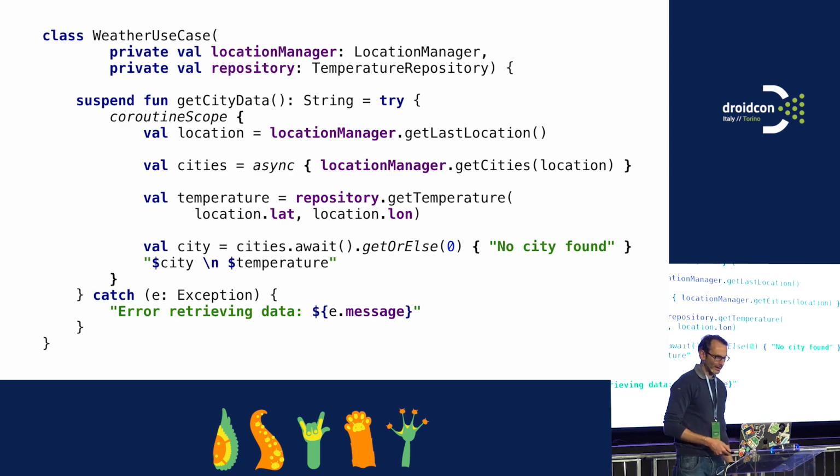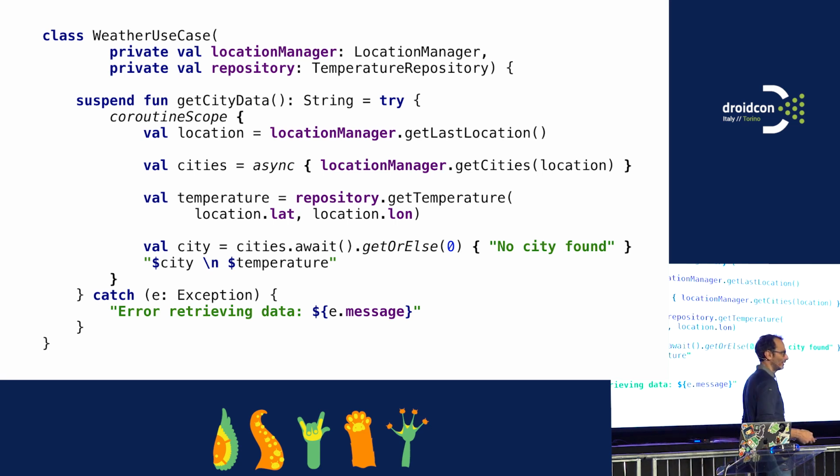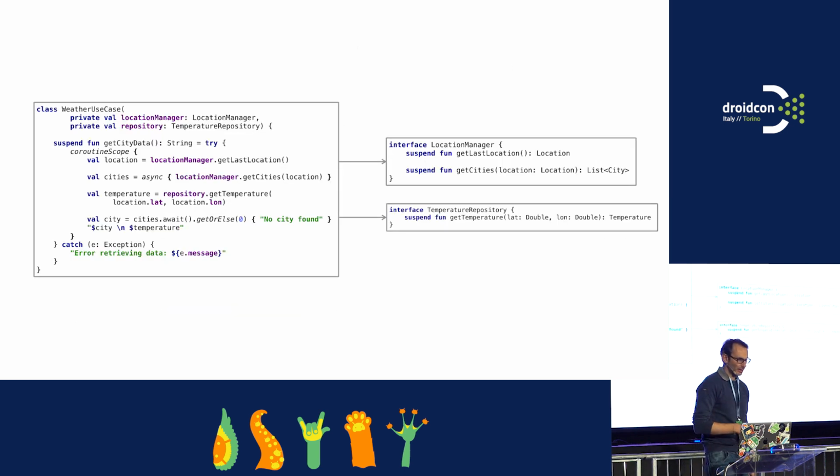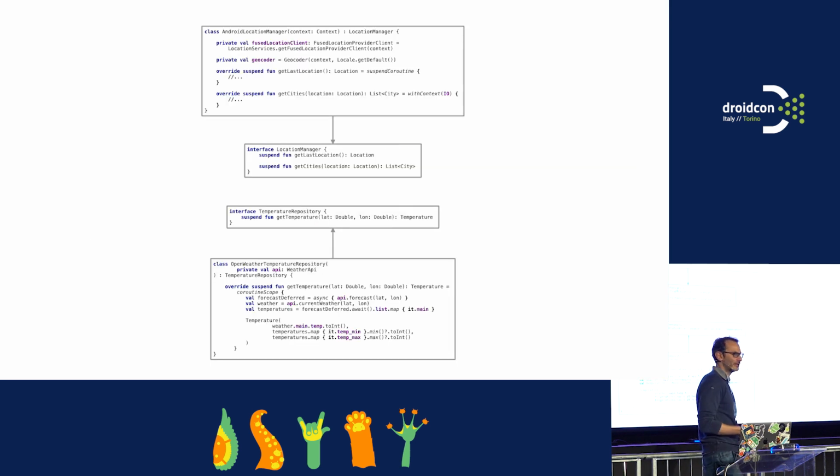Okay, so let's go back to our example. This is the main business logic of the application. And as we saw before, we are using two other classes, two other interfaces. So we have an interface for the location manager and another interface for the temperature repository. And obviously, we need two concrete implementations.